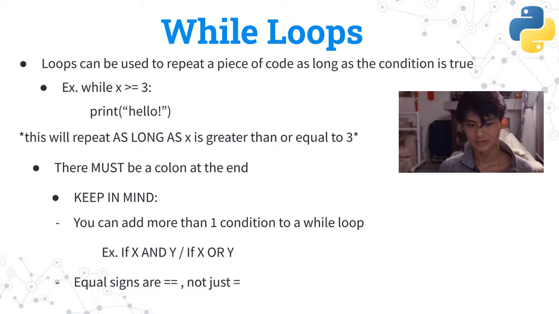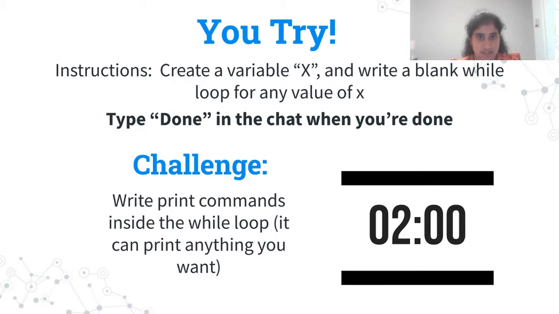Next, let's talk about a really powerful tool that Python offers, loops. Loops can be used to reiterate or repeat a piece of code multiple times as long as the condition is met. For example, if I had a variable x and a condition that said as long as x is not greater than 3, the segment of code will repeat. And keep in mind that with loops, you must have a colon at the end of the condition to signify the difference between the condition and the code that you want to iterate through. Now it's your turn to try.